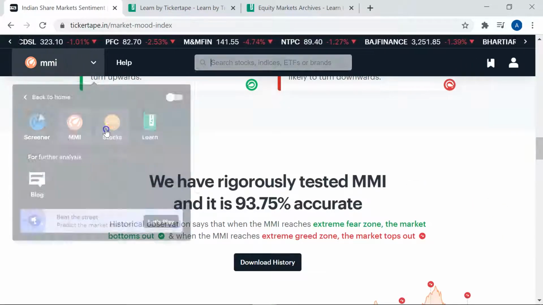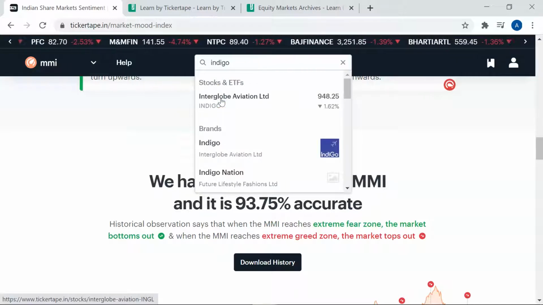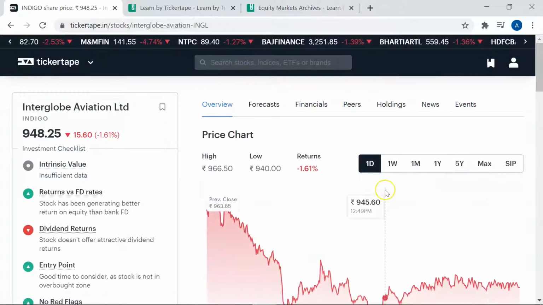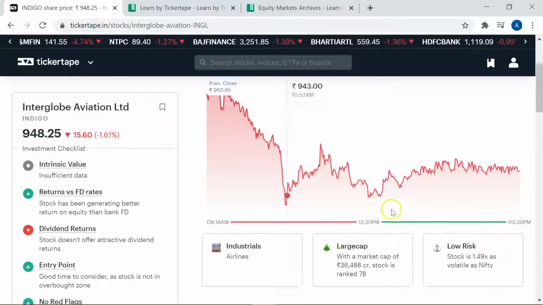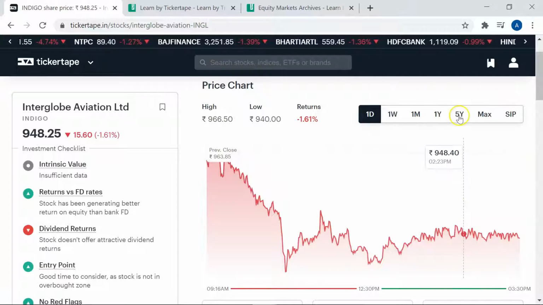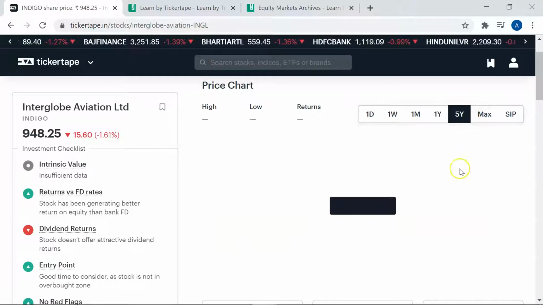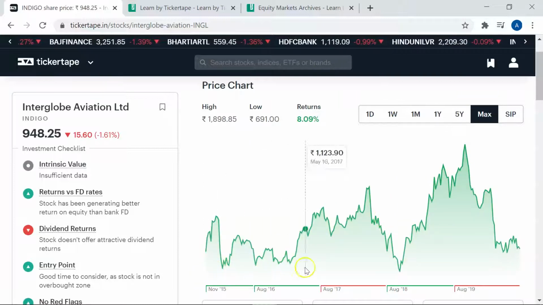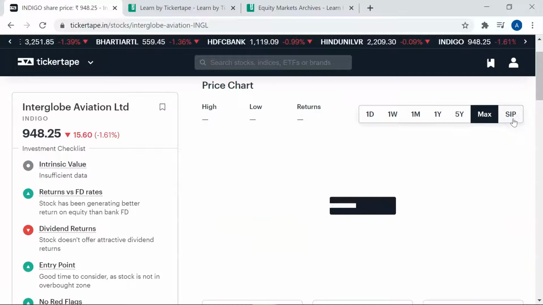Next we have the stocks. You can search, for example, if I want to search the Indigo stock, it does some prediction and forecasting. This is the graph. You can see up to 5 years or up to the maximum, the entire price trajectory in the past, which is statistical data.